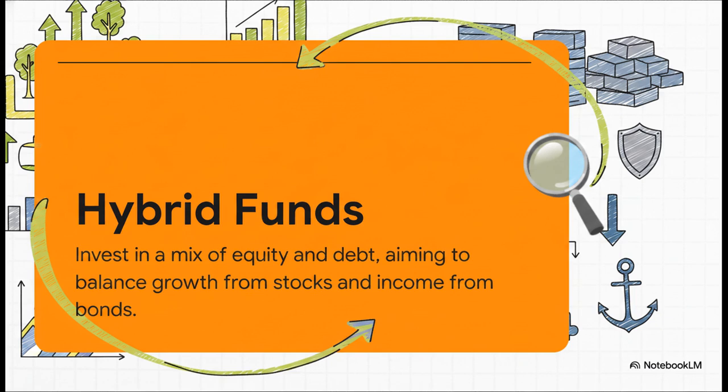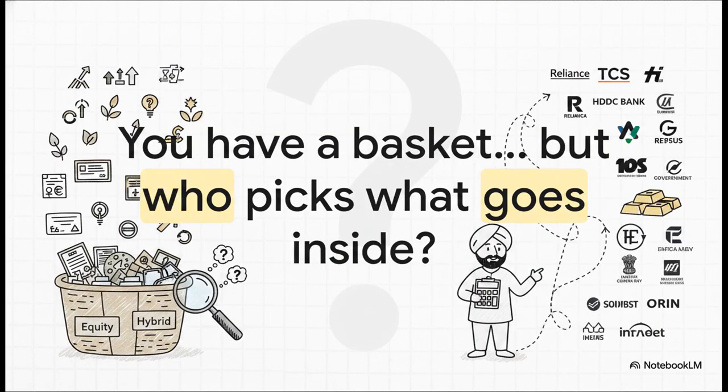It's all about trying to find a balance between risk and reward, all in one fund. All right, so you've chosen your basket type: equity, debt, or a hybrid. But who actually decides which specific stocks or bonds go into it? And maybe more importantly, how do they decide? This very question leads us to one of the most fundamental concepts in all of mutual fund investing.